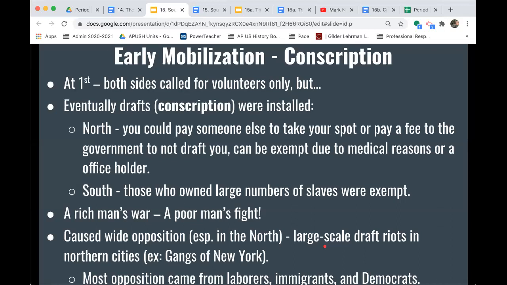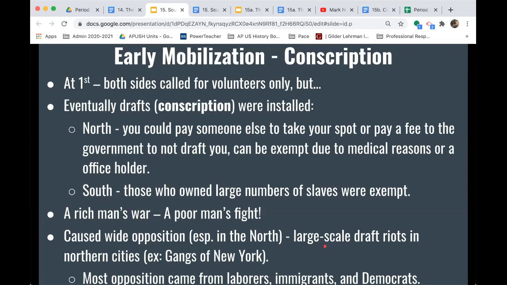So you could hire somebody, maybe who isn't a citizen. So a lot of these new immigrants coming from England, from Ireland and Germany, mostly Irish, are going to be hired as replacements for people who are drafted. In the South, the planter elite, the ones who really caused the Civil War, those who own a large number of slaves, are exempt from the draft.